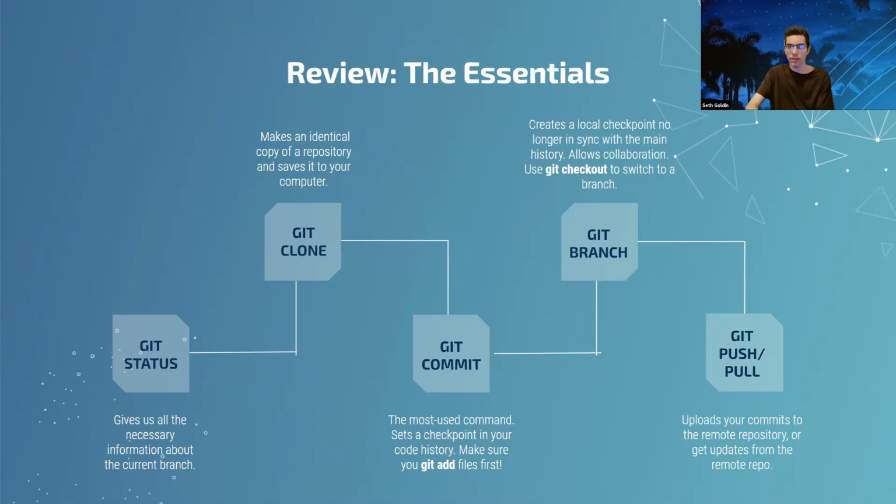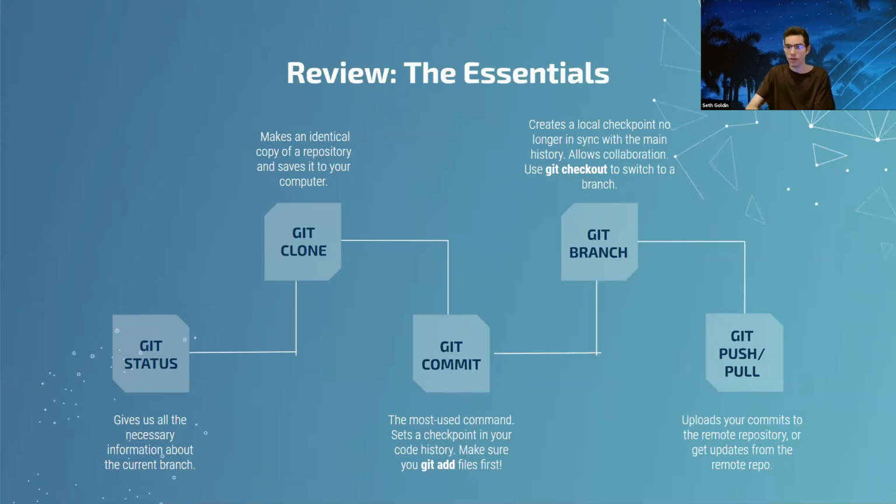Git clone makes an identical copy of a repository that's someone else's or yours and saves it on your computer. Git commit is the most used command. It sets a checkpoint in your code history. Make sure you add the files first.